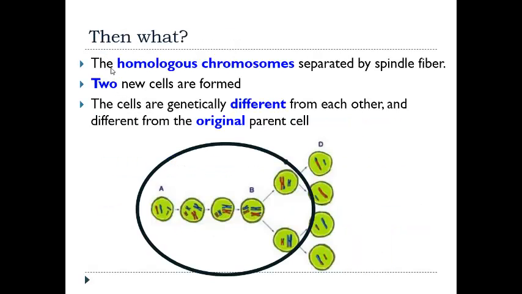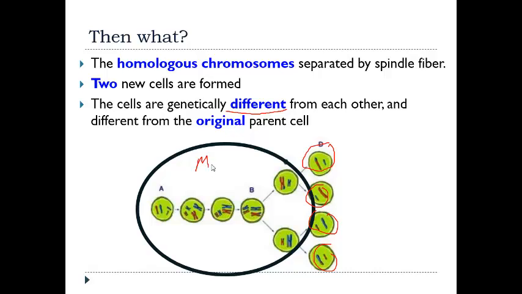So then what? The homologous chromosomes separate by the spindle fiber, so we're still pulling chromosomes apart. The two new cells are formed, and the cells are genetically different from each other and from the original parent. So this is new. Remember, in mitosis, we see an identical clone cell being created. However, in meiosis, all of these cells that are produced are going to be different. So remember that. But right now we're only focusing on meiosis 1.